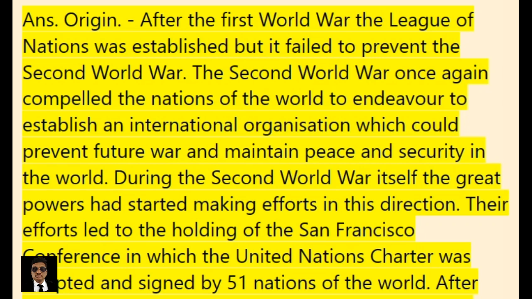During the Second World War itself, the great powers had started making efforts in this direction. Their efforts led to the holding of the San Francisco Conference, in which the United Nations Charter was adopted and signed by 51 nations of the world. After the Charter was ratified by the prescribed number of states, it came into force on 24 October 1945. Thus the United Nations was finally established.